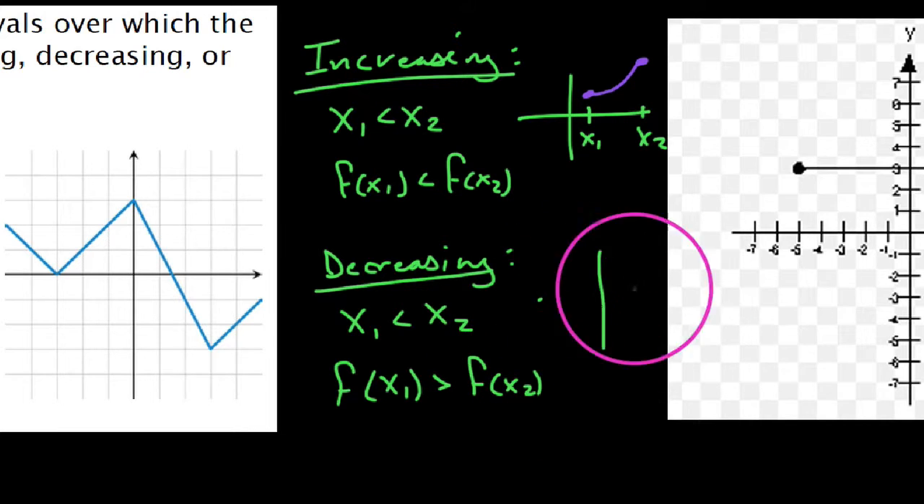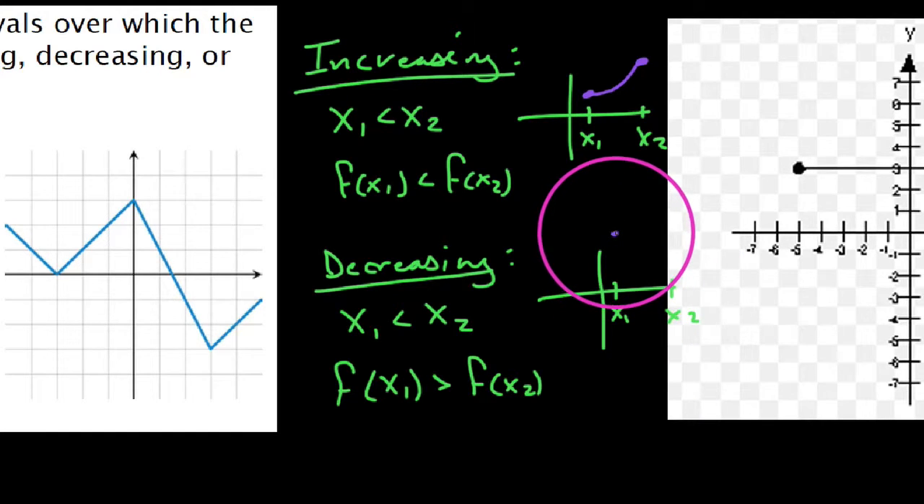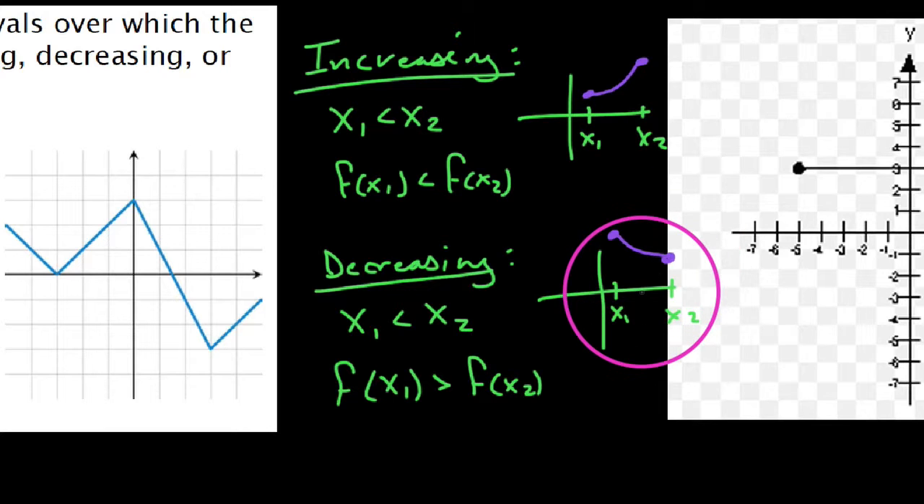That is to say that if I were to have x1 and x2, then we would say that the y value at x1 here, f of x1, is greater than f of x2. So this would be a decreasing interval.